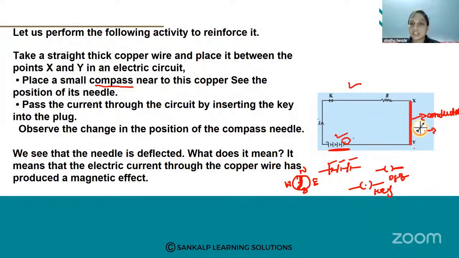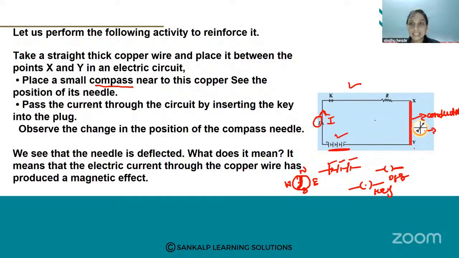Next, see what happens here. He just places one compass near this circuit. Then when the plug key is closed, we can say that the circuit is in on state and the current starts flowing in the circuit. This current is denoted by the letter I, right? We know that. Yes, it starts flowing in the circuit.